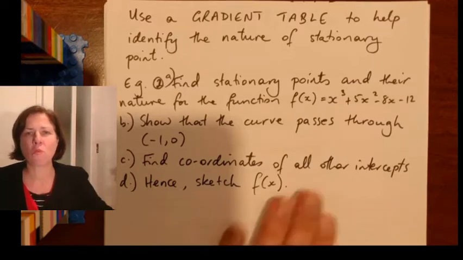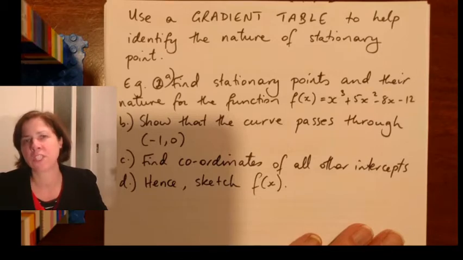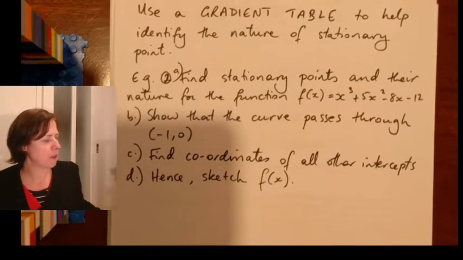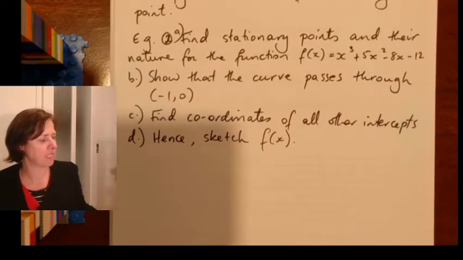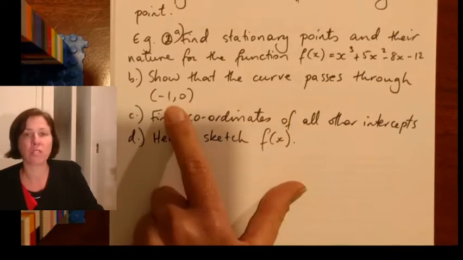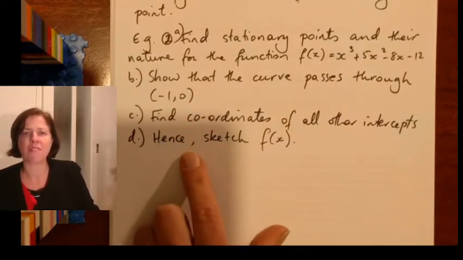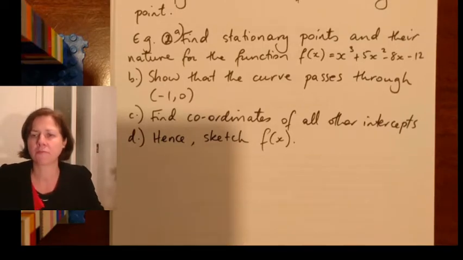So in this video, we're going to learn to use a gradient table to identify the nature of stationary points. And here's my first example. I'm going to find stationary points and their nature for this function. Then I'm going to show that the curve passes through this point. I'm going to find coordinates of all the other intercepts, and then I'm going to sketch.